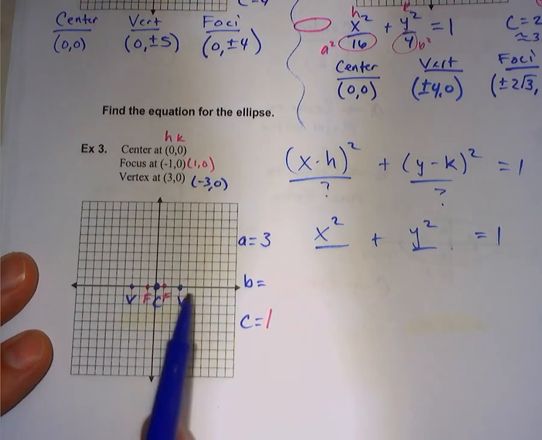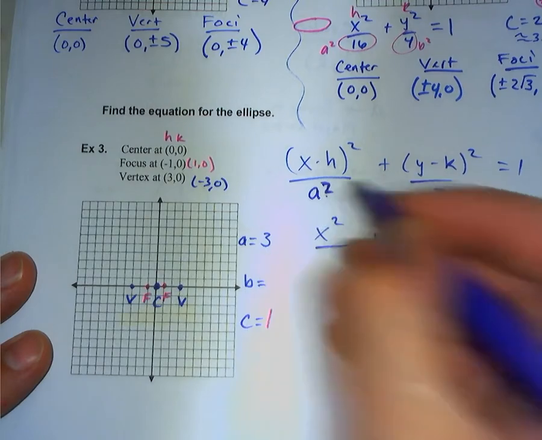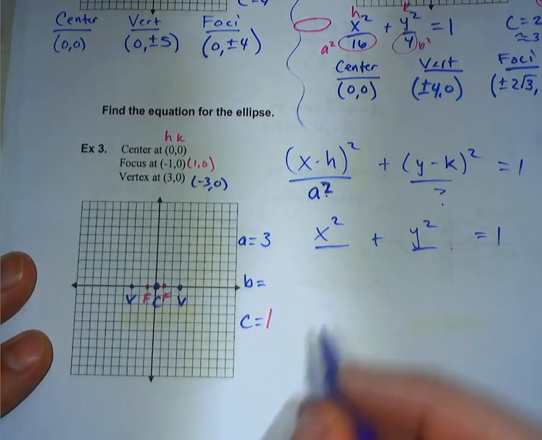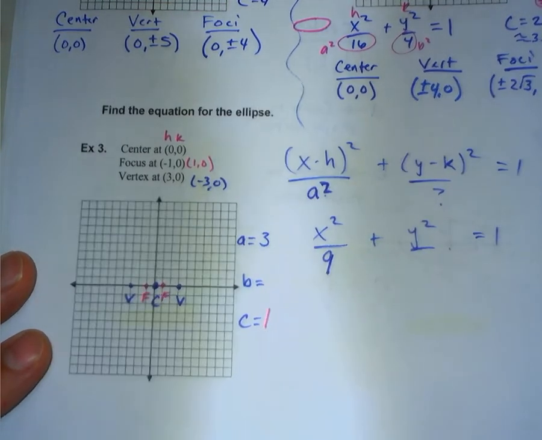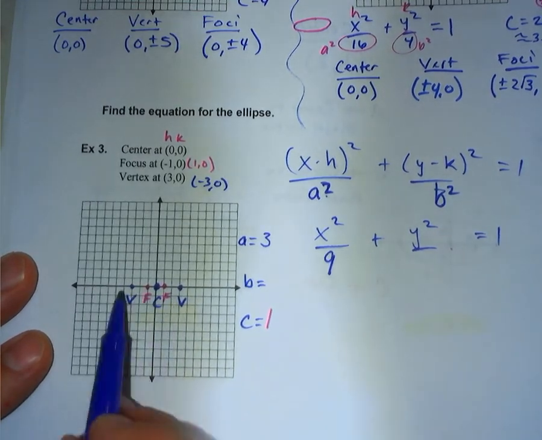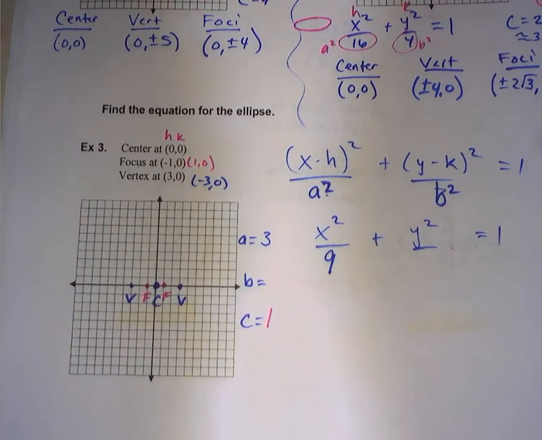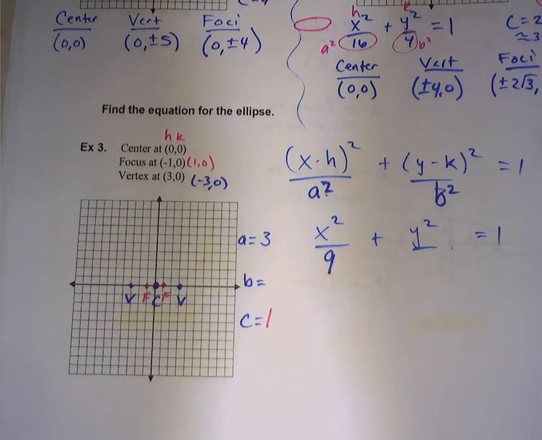These are going left to right. So the a has to be here, the a squared. So a squared, or 3 squared, is 9. That goes there, which means this guy's b squared. Again, the reason I know the a goes underneath the x's is because we're going left and right for our vertices. That's our major axis. The x-axis goes left and right. We're going left to right to plot those points, so I know it's underneath the x's. The problem is I don't know what b is. I know it's underneath the y's. I just don't know what it is.